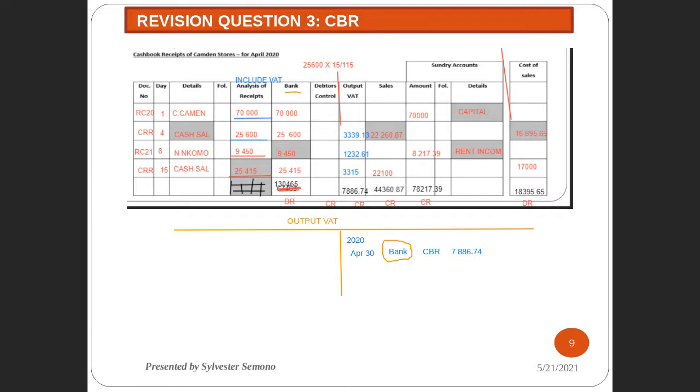So I'm not going to waste time for you now and say open sales. It's going to be the same thing. Even under sales, you're going to go to the credit side and write bank CBR, 44360. Even under capital, you must go to the credit side and say bank 70,000. Even under rent income, you must go to the credit side and say bank CBR. How much? 8217. Can you see that?